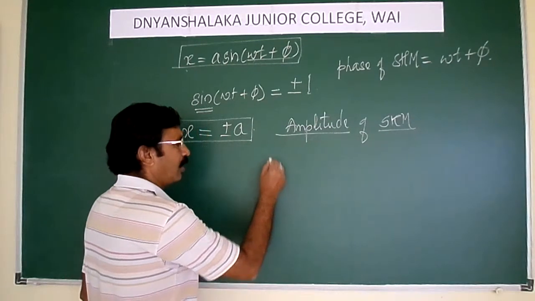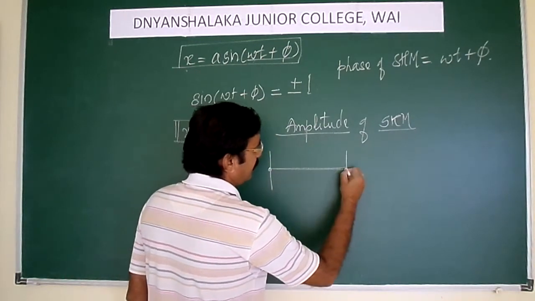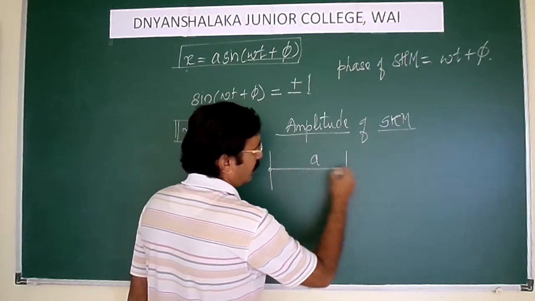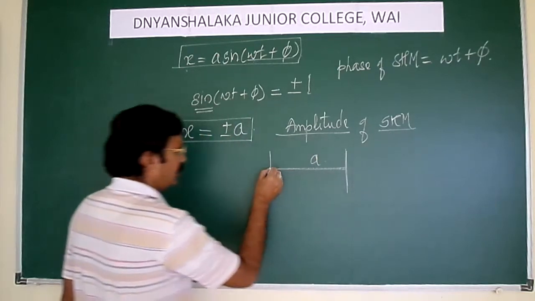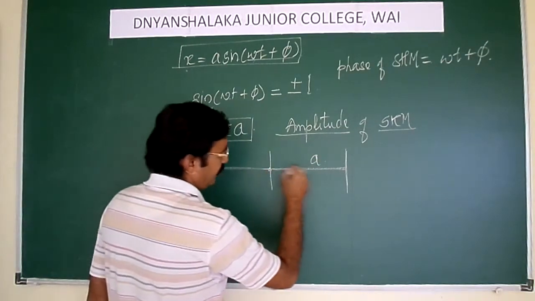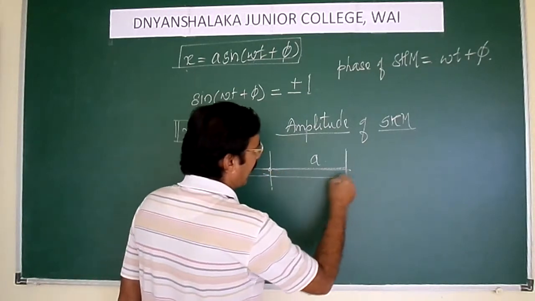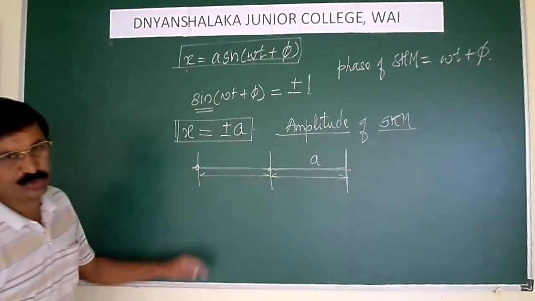And so from mean position, when the particle gets displaced to the maximum distance of a toward the right hand side or towards the left hand side, this maximum displacement will be denoted as the amplitude of SHM.